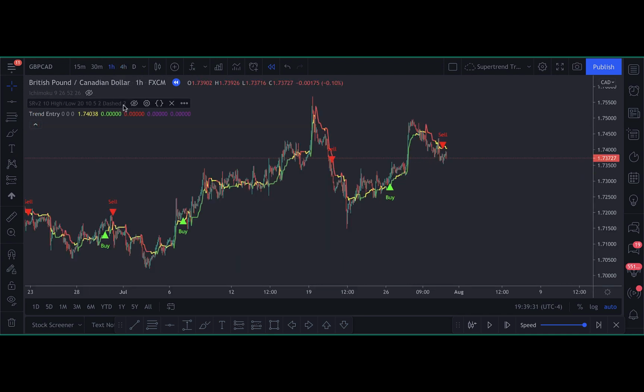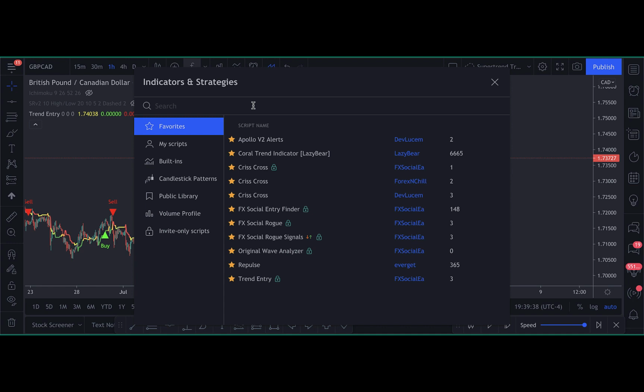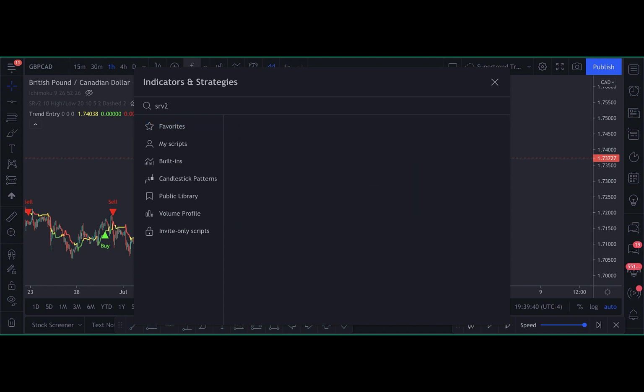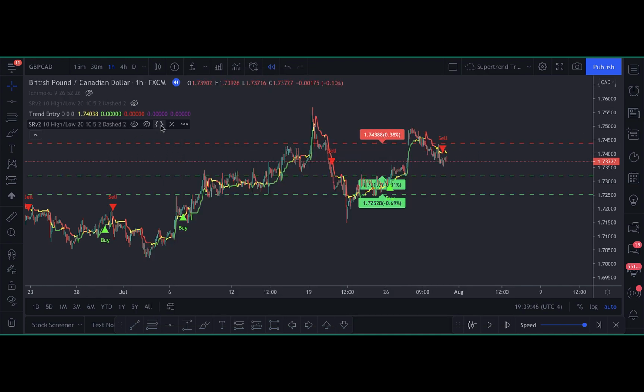So one of the easiest things I found is this tool called the SRV2. So if you look up SRV2, I think that's what it is. Yep, that's it. So it gives you support and resist areas, and I treat them as reaction levels.